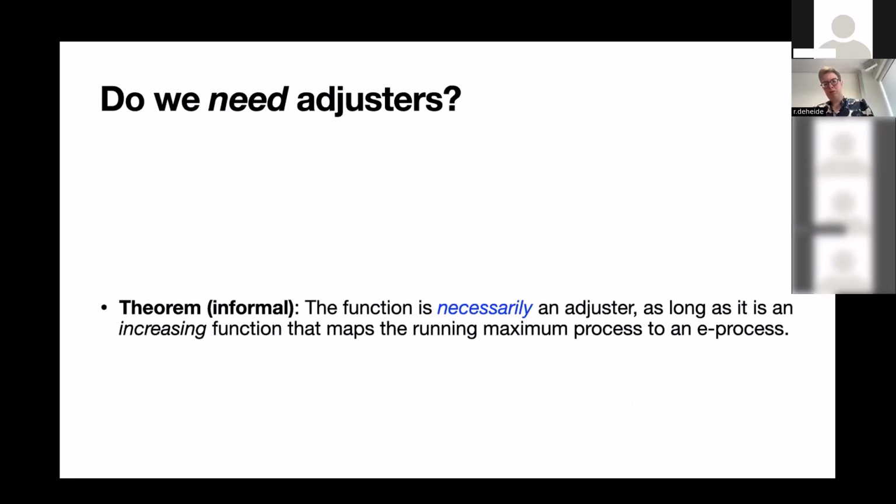And then we have an informal theorem, and here is the informal statement of it. If we want to use such a function to tune down the maximum process, it needs to be an adjuster. Of course, we want to have an increasing function, because we use the maximum to have a non-decreasing process to start with.